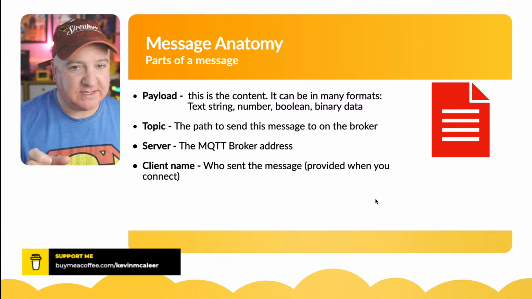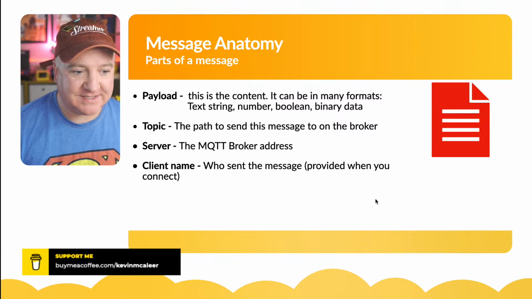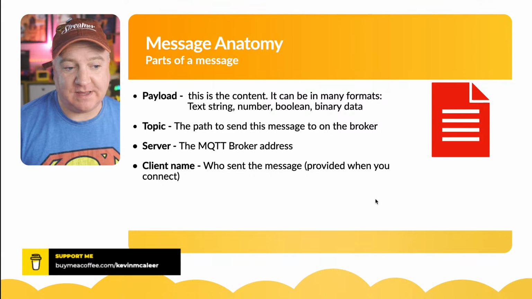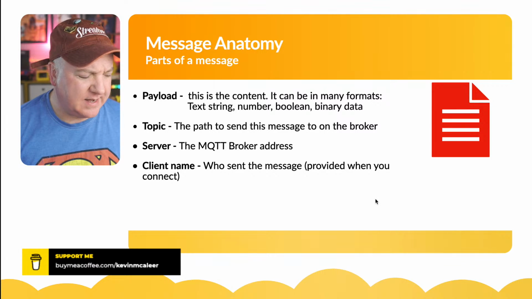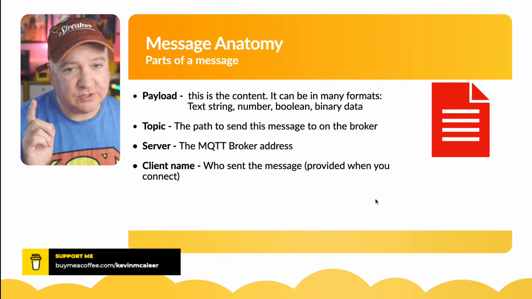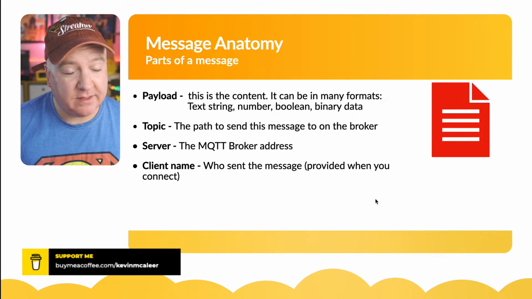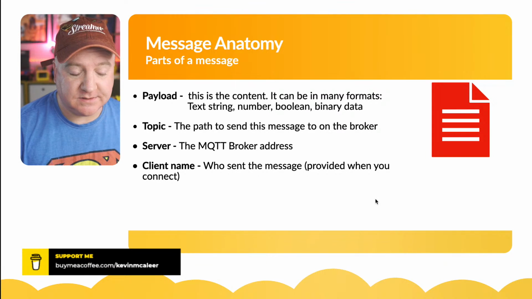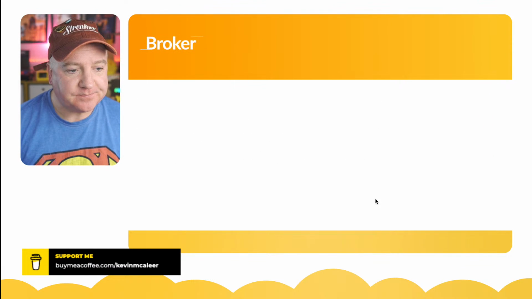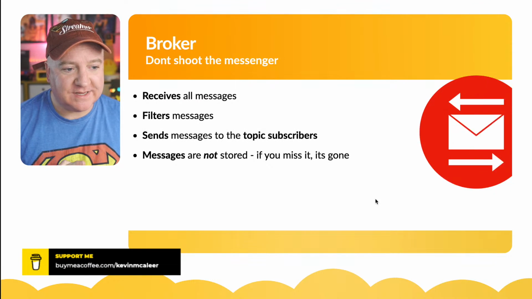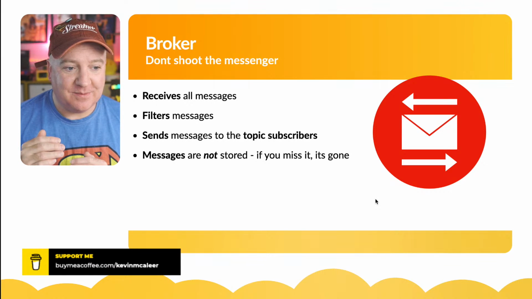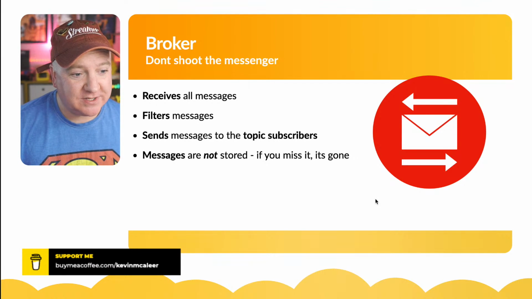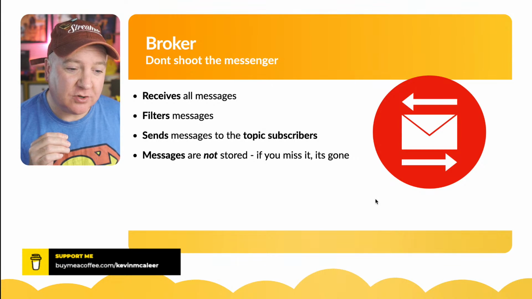So we usually have a message and a topic. We need the broker address, which is the server address, and the client name of who sent the message. You can leave that blank and it will just default a name, I believe. But we need to do that when we create some code in Python later on. We'll need all those four things to send messages. So the broker itself receives all the messages. It can filter them out, like I said. It can send messages to topic subscribers, and messages are not stored.